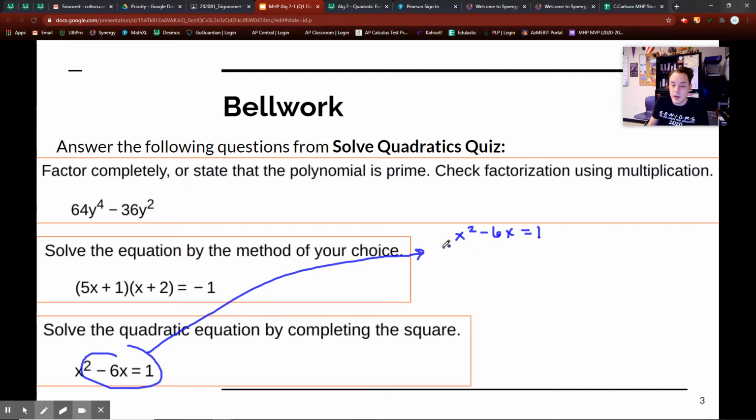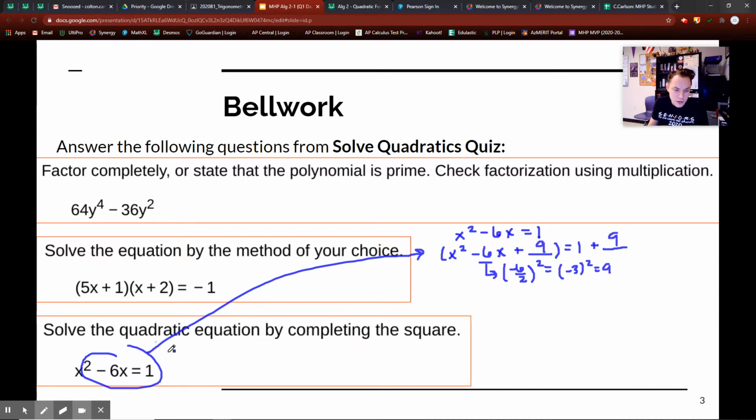How I complete the square is I'm going to set up my basic template here and do a plus blank. This is equal 1 and then a plus blank. So this right here, I take negative 6 and I divide it by 2 and I square that. That equals negative 3, and then I square that to be 9. That 9 is what I put in the blank.